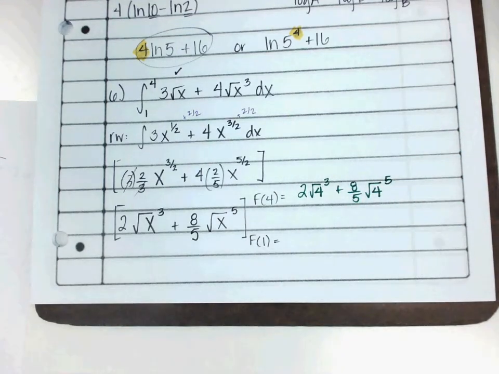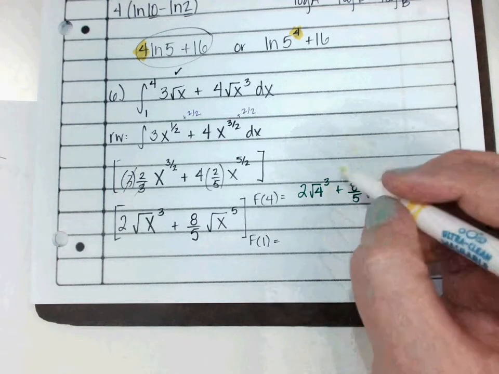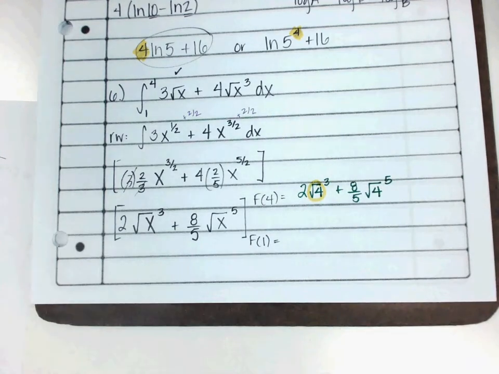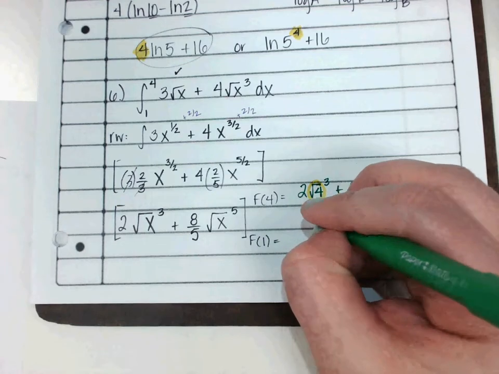And then the order that you would do it is you would work out the square root first. What's the square root of 4? 2. What's 2 cubed? Then multiply it by 2. So that's a 16 plus.